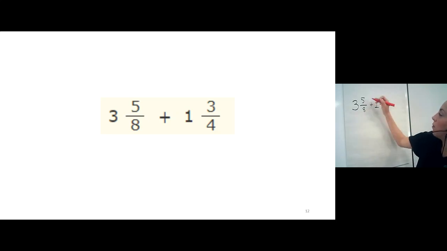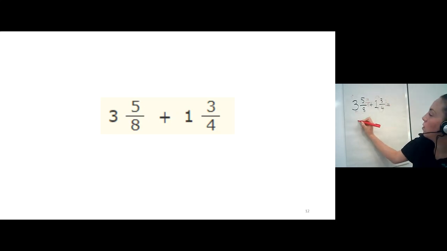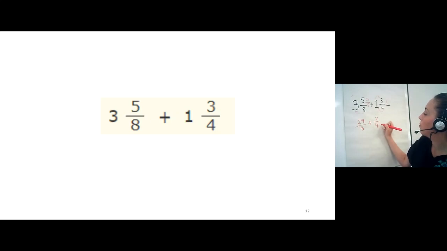So I'm going to convert these mixed numbers into improper fractions. So 8 times 3, 24, plus 5, 29, back over 8. 4 times 1 is 4, plus 3 is 7, back over 4 is 7 over 4. So I've then got 29 over 8 plus 7 over 4.